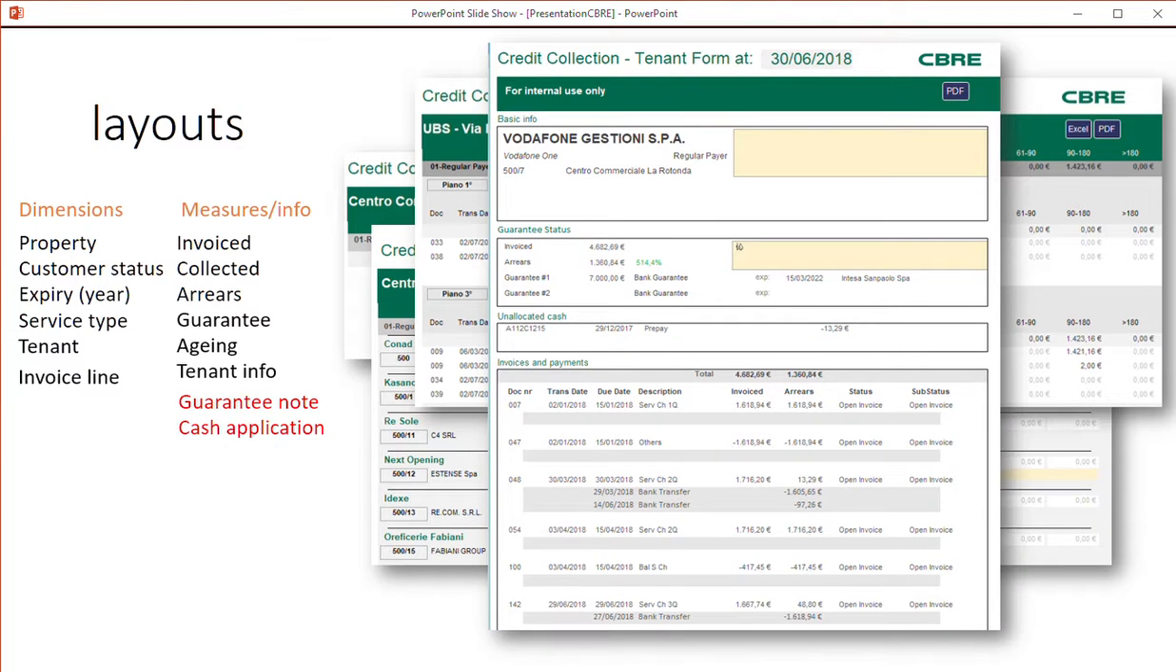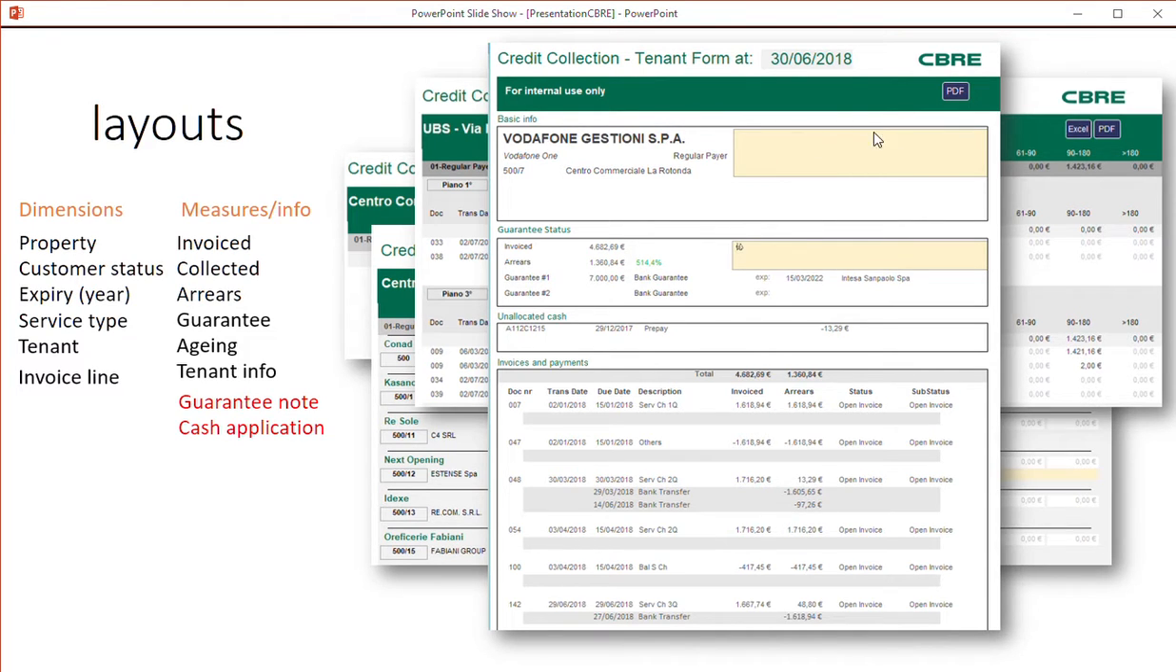Full detail: we have a form that holds only information about one tenant, giving all the basic info, where the store is located, then information about guarantees. As in Italy they manage two guarantee levels, we have both here in detail. Also an indicator that tells us the ratio between the guarantee value and the arrears.